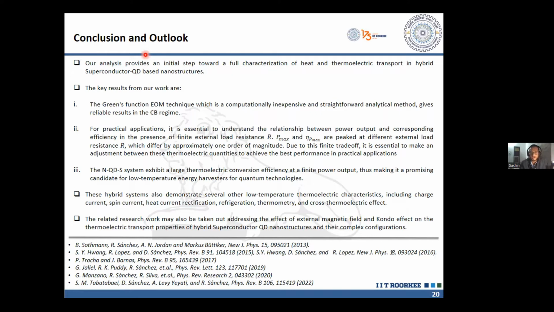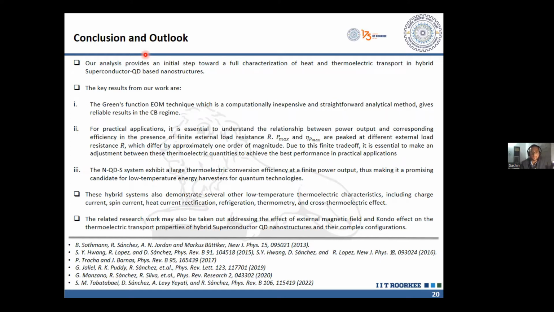And further, for practical application, it is essential to understand the relationship between power output and efficiency in the presence of this load resistance. So both the power output and efficiency peak for different load resistance. There is a trade-off between these two, and one can adjust the load resistance such that one can have the best performance in practical devices.